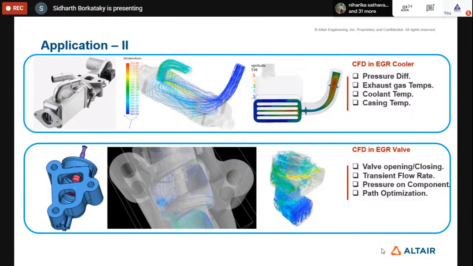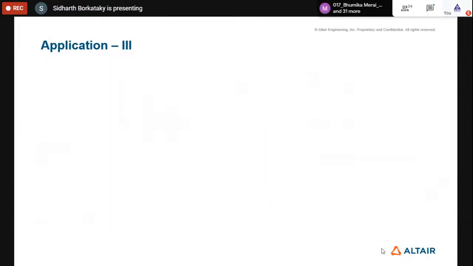Also, the path of the flow. These things we cannot see on an experimental setup. That's the uniqueness CFD gives us. So this is how CFD is playing a role in an industrial setup.